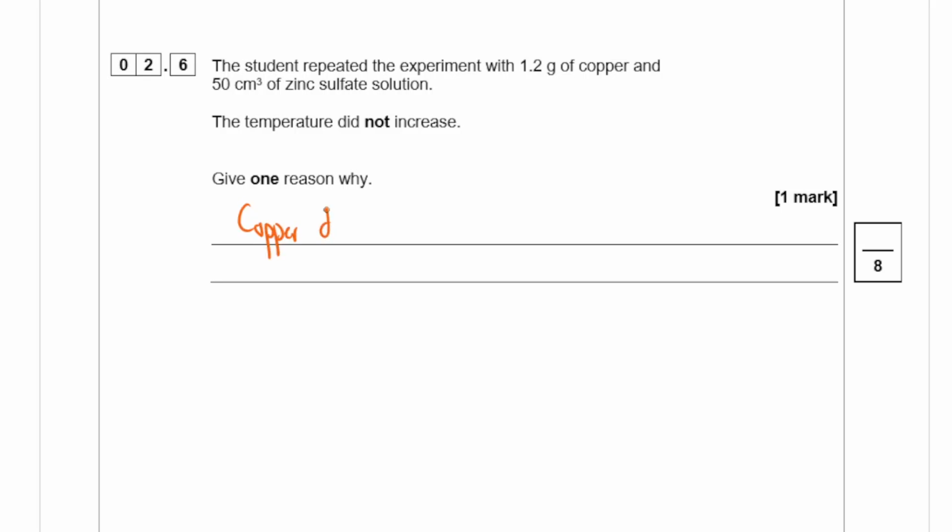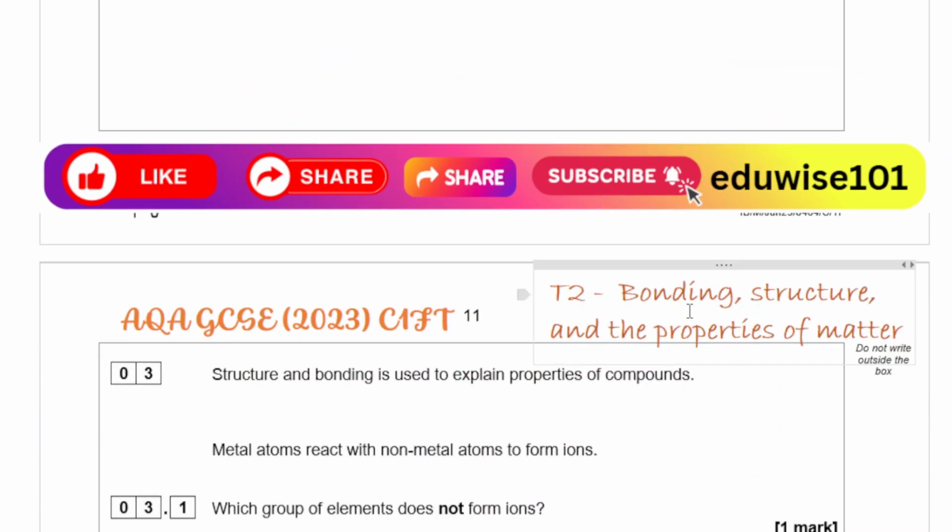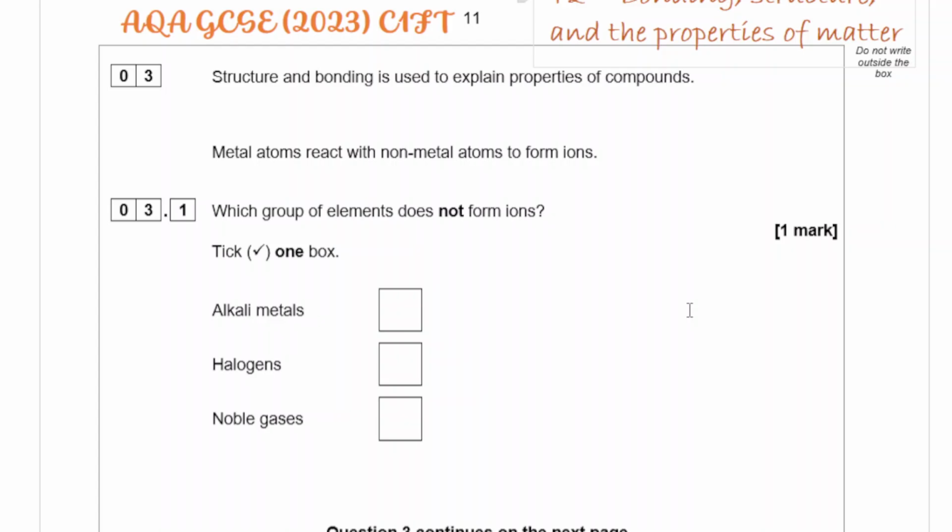Copper did not react with zinc sulfate. The main reason for that is copper is less reactive than the zinc, so it cannot displace the zinc from zinc sulfate. Structure and bonding.